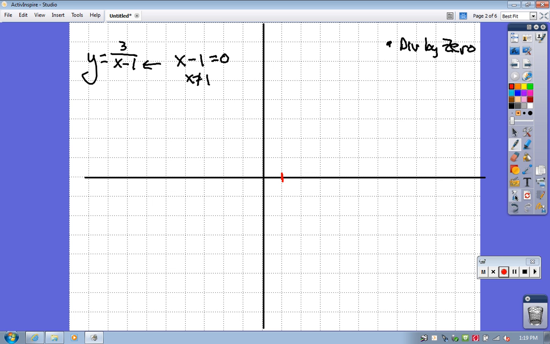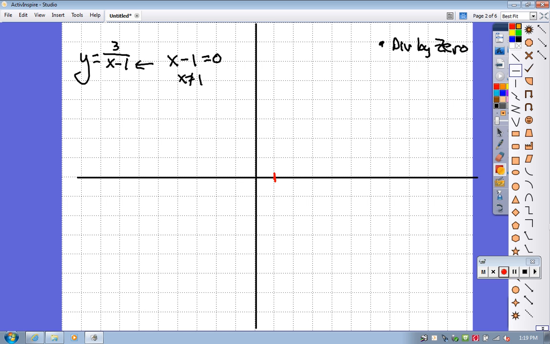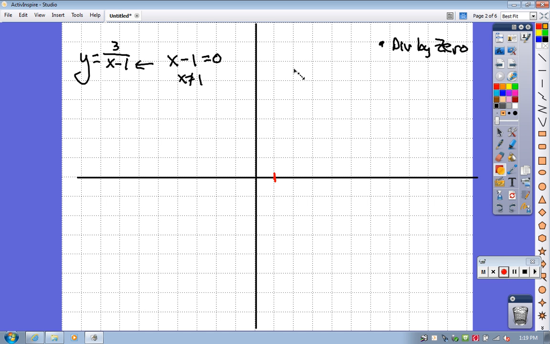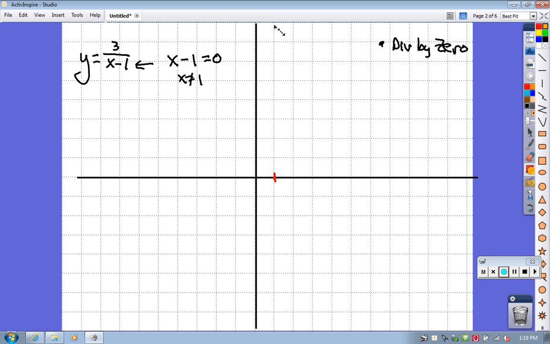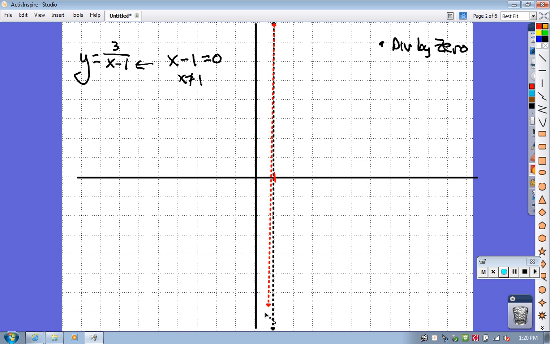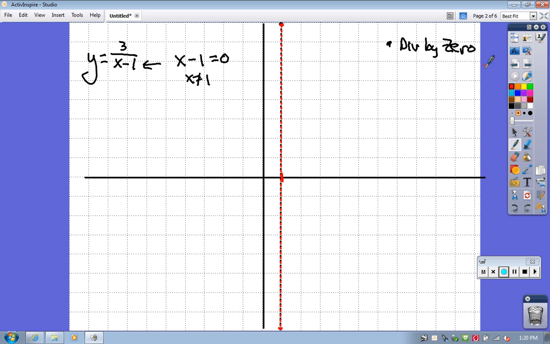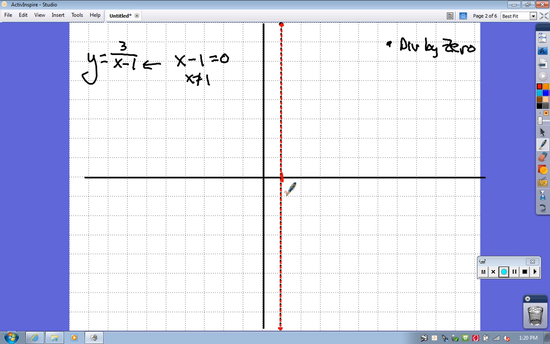X cannot be 1. I'm going to try and graph a dotted line. I wonder if I can. Oh, there they were. Then I don't have to freehand it. I could have changed the color. There. So there's an asymptote there. Can't divide by 0 when x is 1, asymptote there.